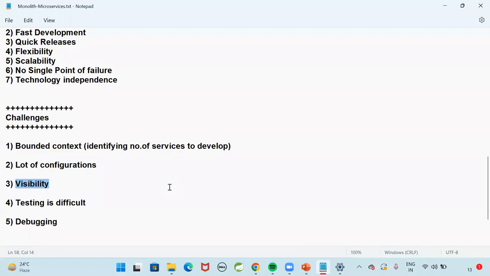You may not get the chance to work with all the services when we are working with microservices architecture. Okay, guys, understand my point.